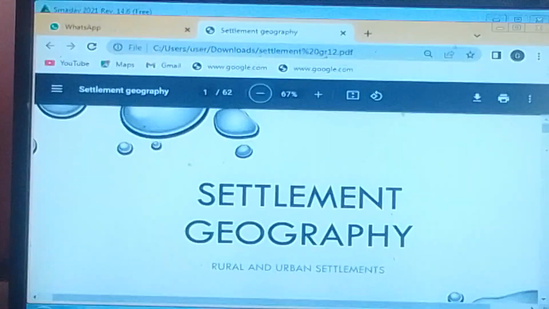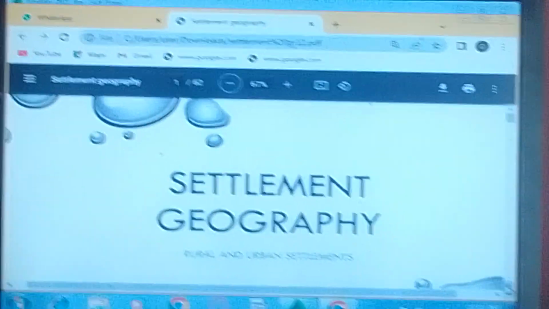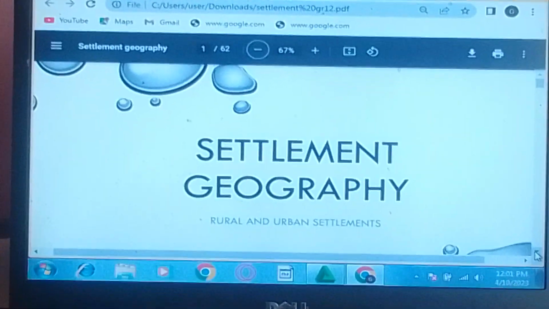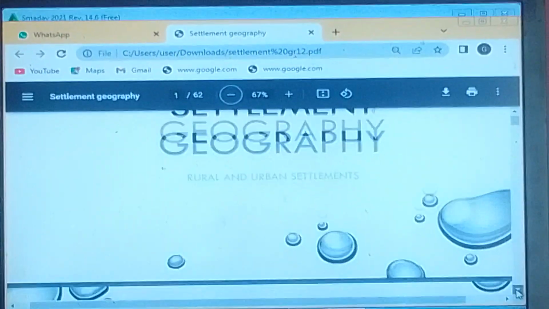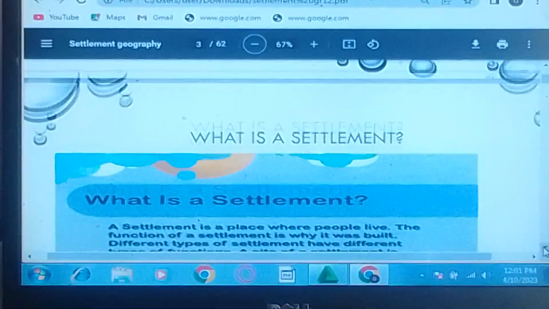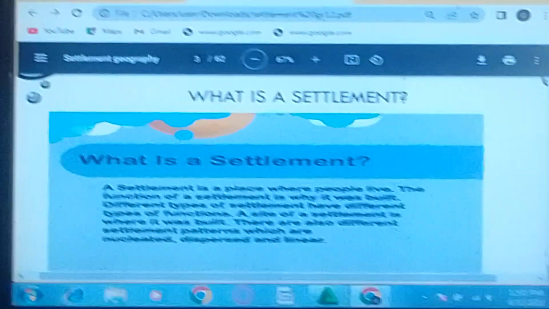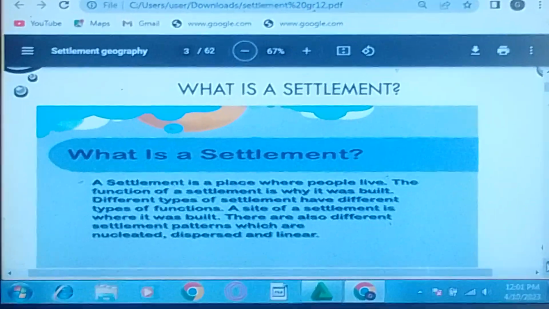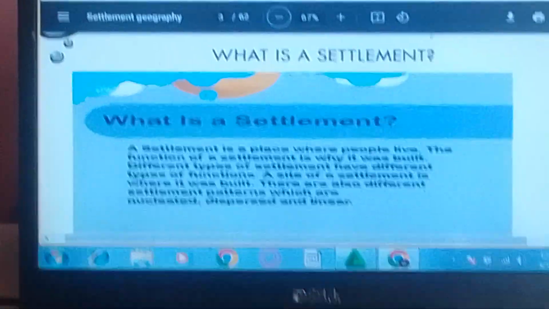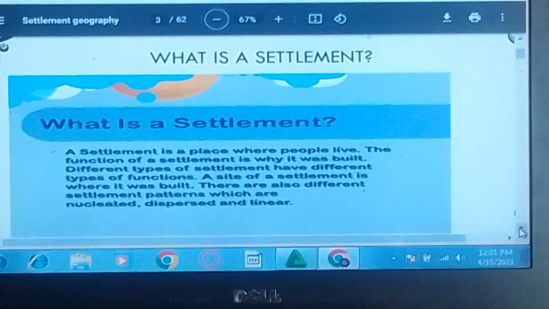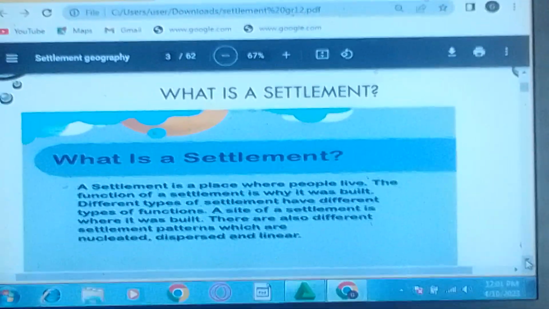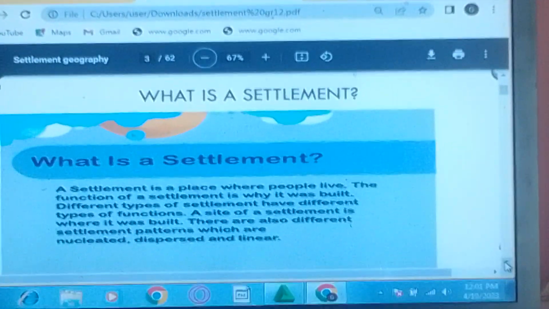So let's get started. Settlement geography is one of the topics that is a bit simpler, where you can collect as many marks as possible. When we are looking at settlement geography, what are we basically looking at? First of all, we need to know what a settlement is. If you remember, in grade 9 you did look at what a settlement is. Basically, a settlement is a place where people live. The function of a settlement is why it is built. And we have different types of settlements and different types of functions.